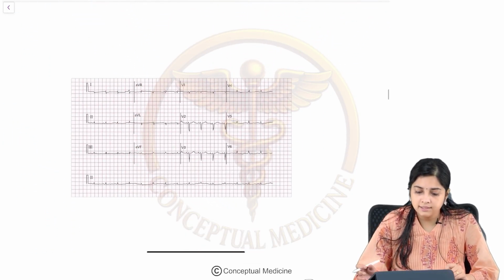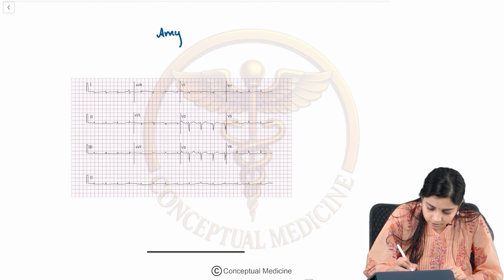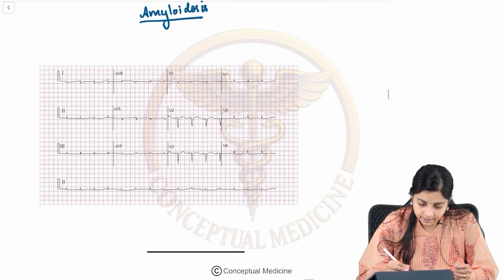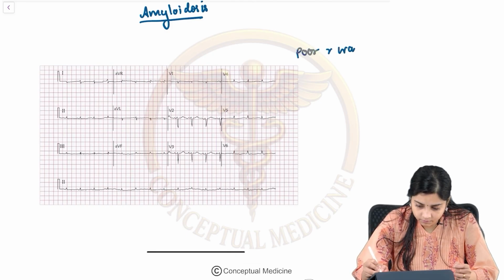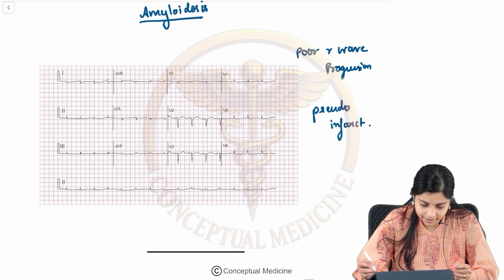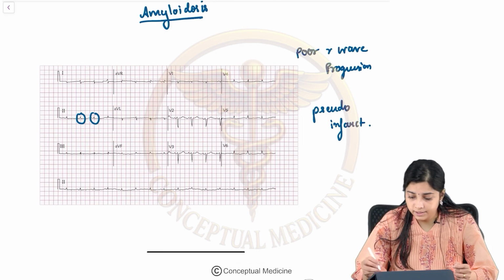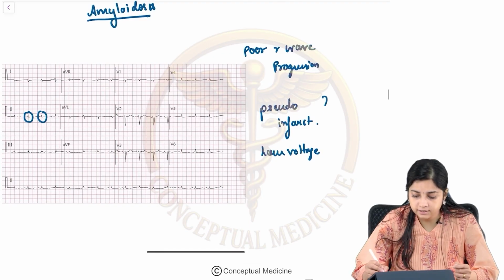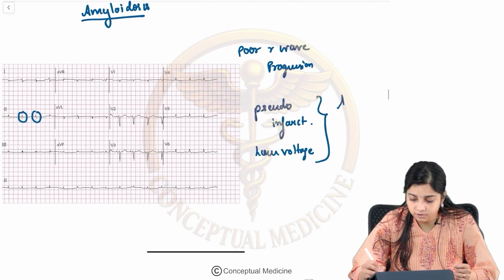So we will look at the classical example, which is your amyloidosis. So what do you see on the ECG? You see that there are deep Q waves and poor R wave progression, which is called the pseudo-infarct pattern. Also, you see low voltage complexes with the pseudo-infarct pattern. This is classical of your ECG of amyloid.